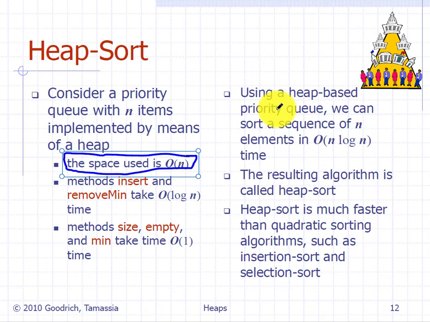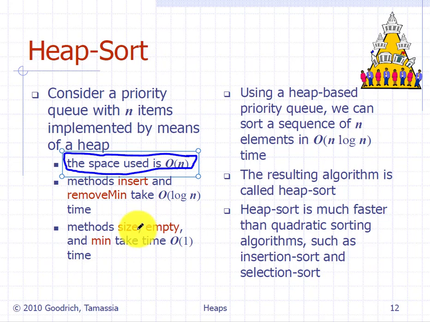The method insert, to insert something into the heap, is log n, and the method remove min is log n, because remember in insert, we insert at the bottom and it trickles up until we get to the root, in the worst case, so that will be log n, and in the worst case, remove min would be taking the root out and replacing it with the last node, and then trickling the last node down the tree to find the correct position. So that's also log n.